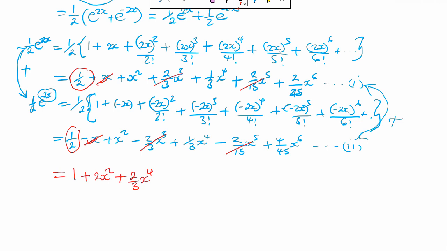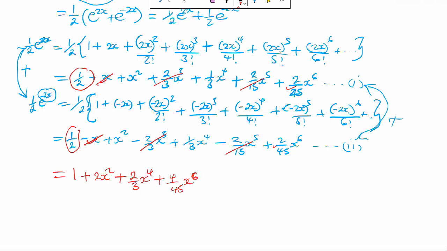Now 2 over 45 here added to 2 over 45. This one was not 4 but 2. Let me make that correction. This one is 2 here, and this one was also 2, so that if you add the 2, you shall get plus 4 over 45 x raised to 6.